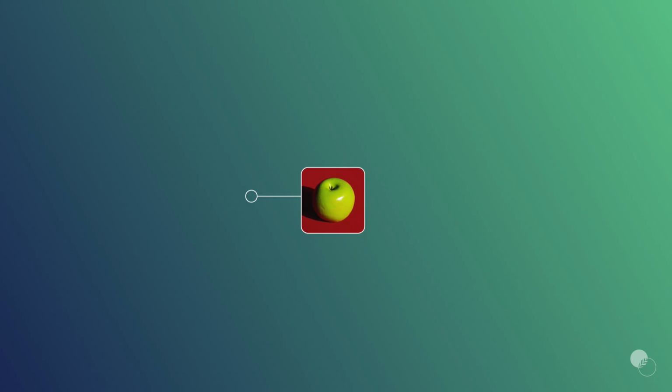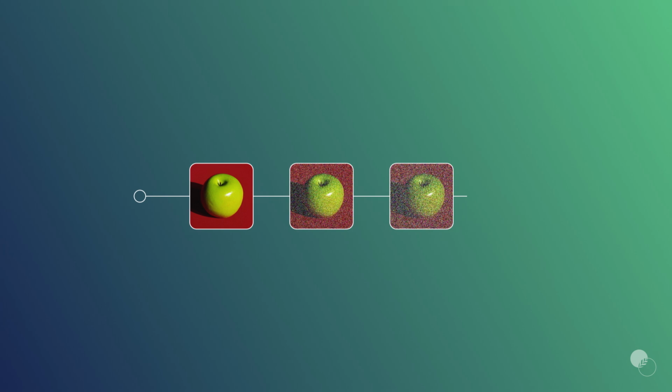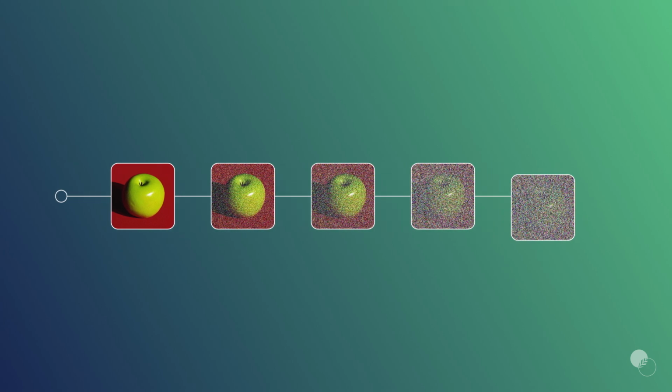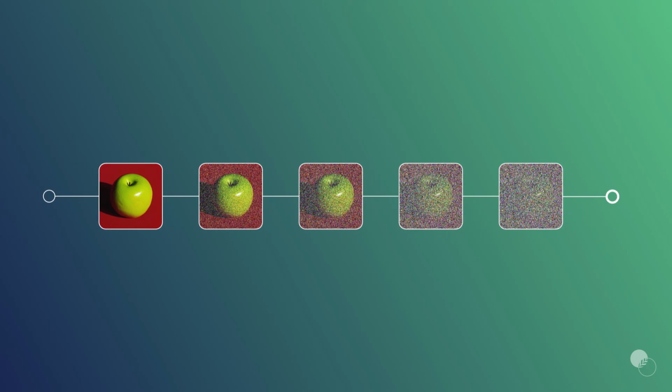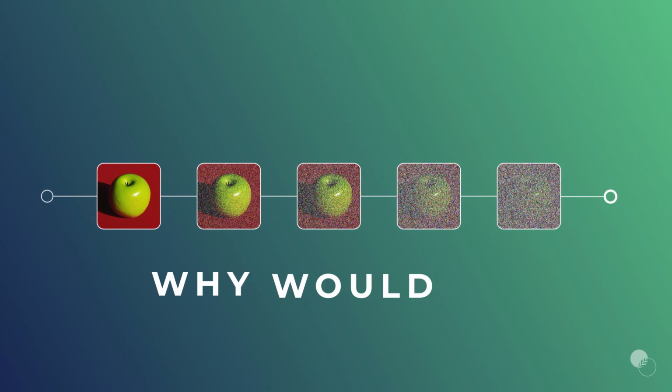First, we start with inputting an image, say of an apple. Now we train the AI to progressively add noise to that image in stages, until at the final stage there is no recognizable image left, there is only noise. So far this sounds ridiculous, right? Why would we do this?